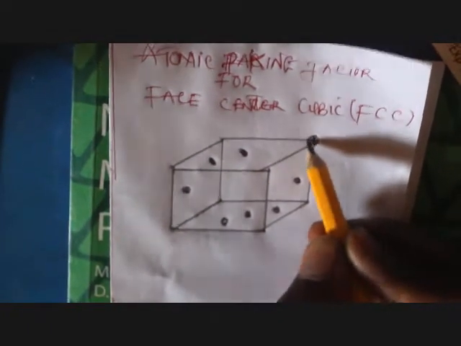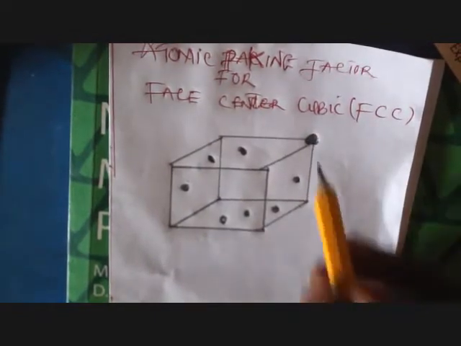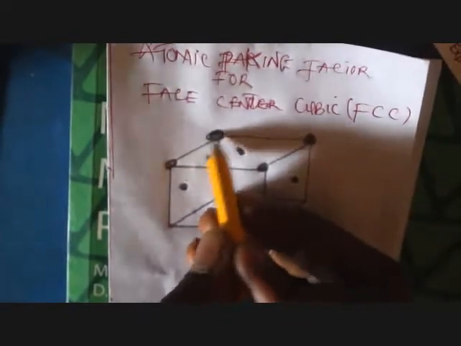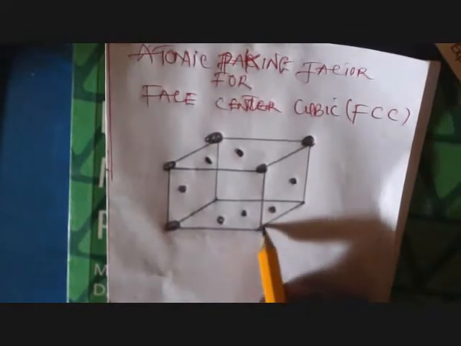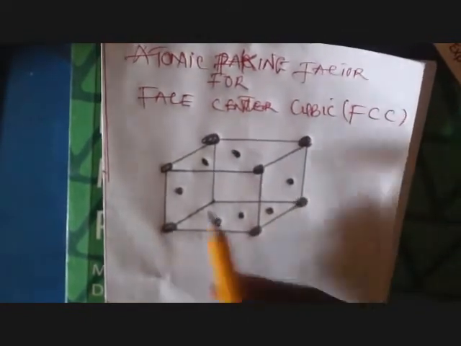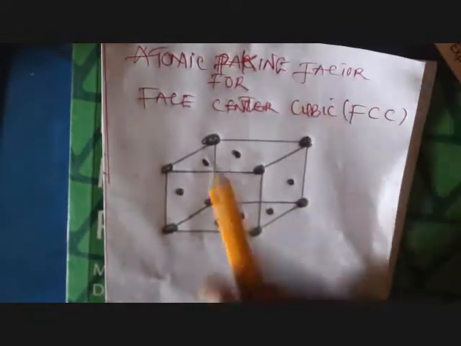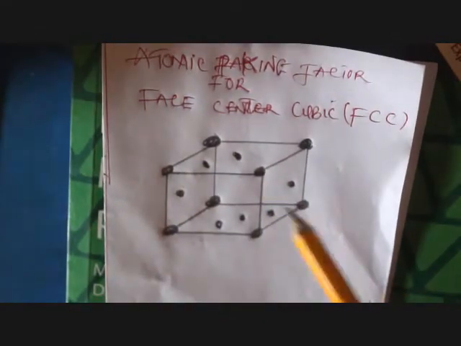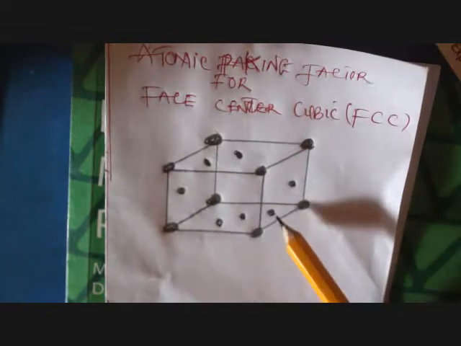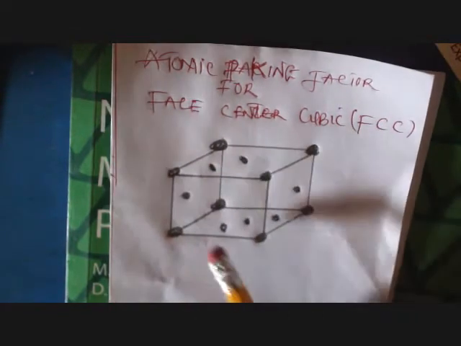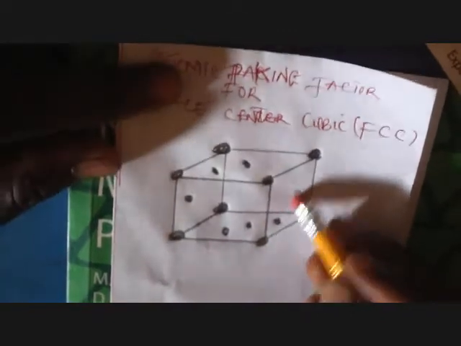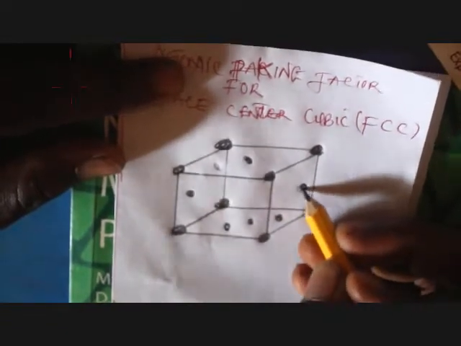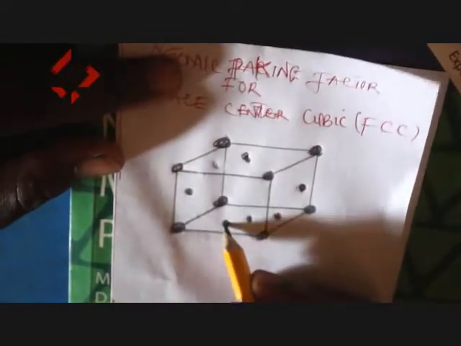So another, each corner of the cube has its own atom, like the previous ones. 1, 2, 3, 4, 5, 6, 7, 8, and for the faces 1, 2, 3, 4, 5, 6.